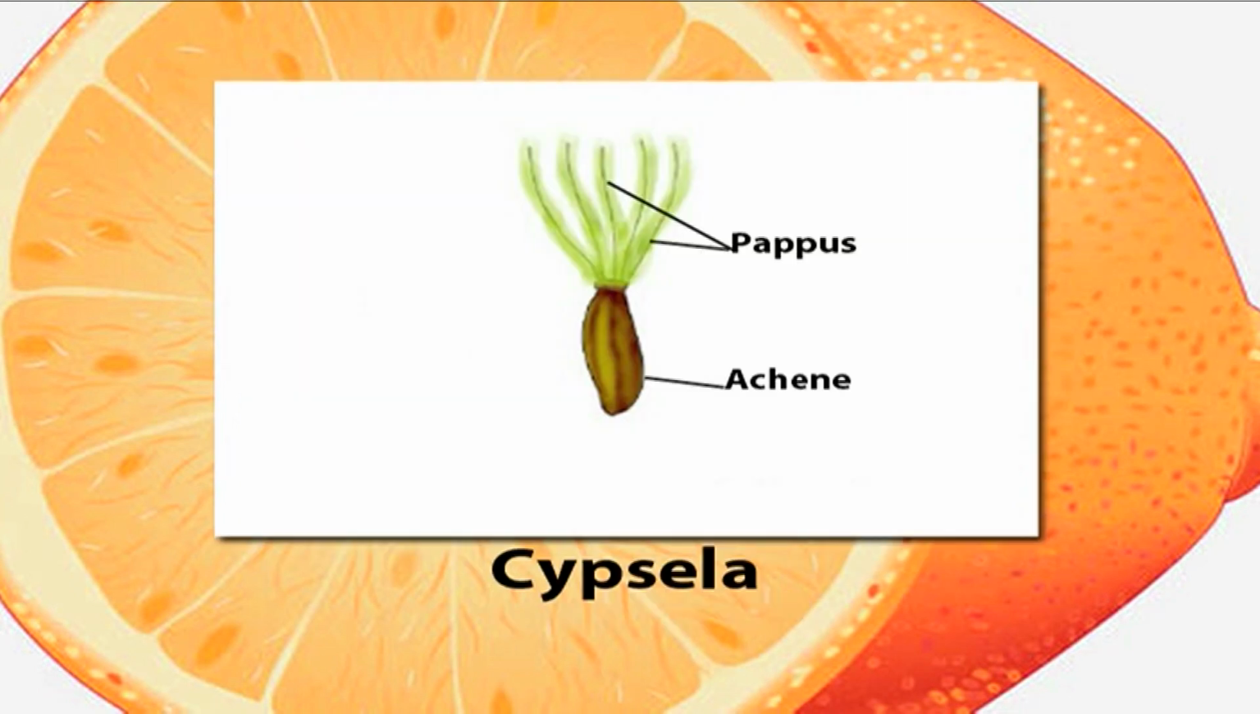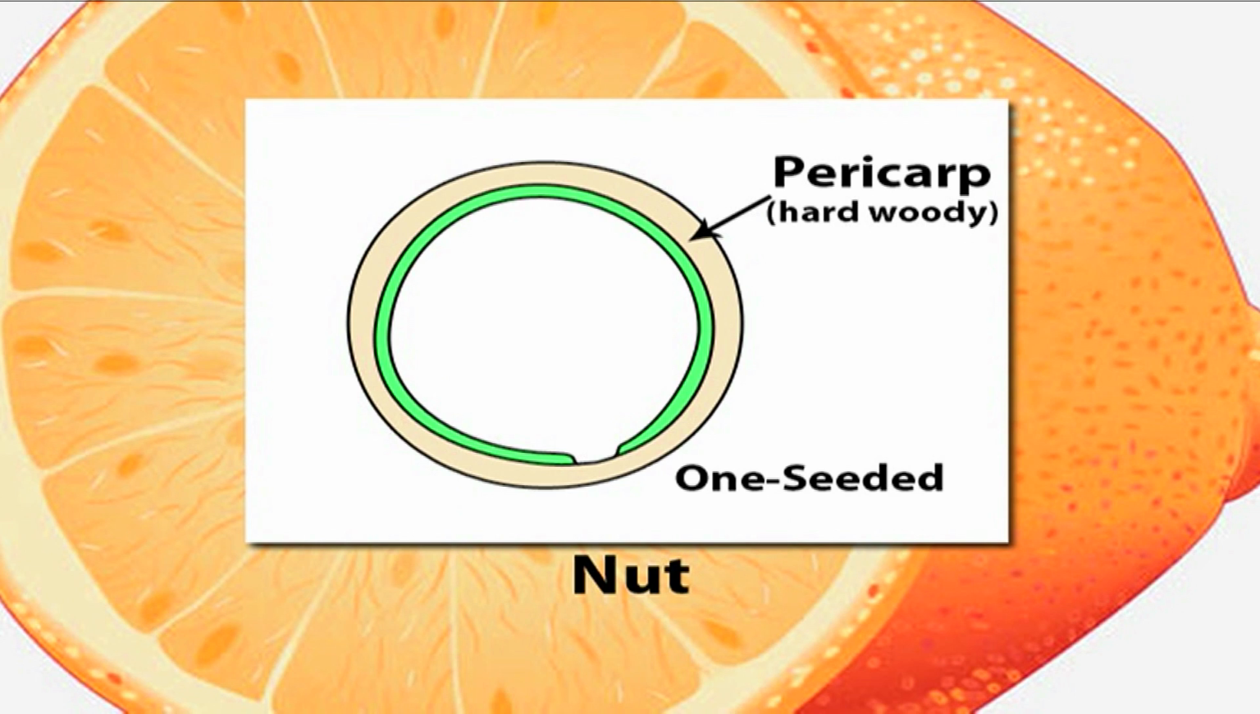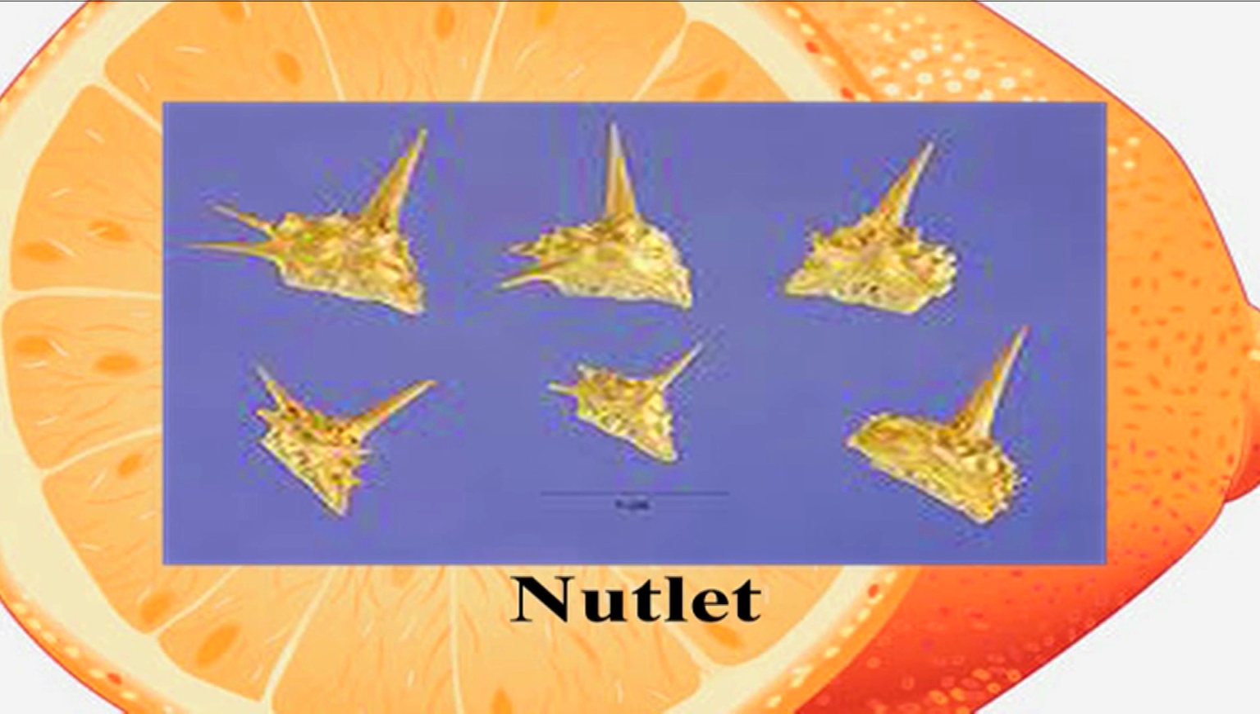Cypsela, a dry indehiscent achene type of fruit derived from a unilocular inferior ovary. It may sometimes be winged or spiny because the pappus, which is derived from calyx tissue, often remaining on the fruit. Example, Asteraceae. Nut. It's a one-seeded, generally large fruit developing from a multicarpellary ovary and with a hard woody or bony pericarp. Example, Quercus species.